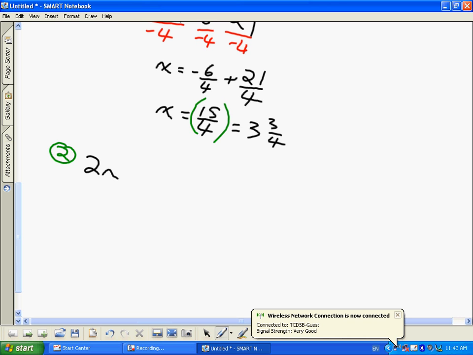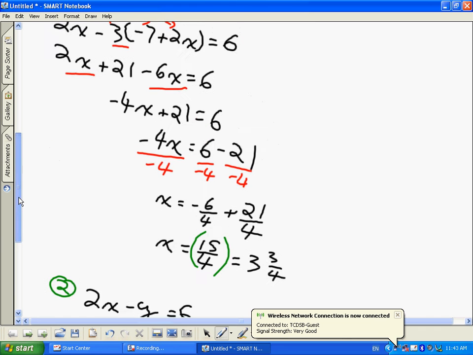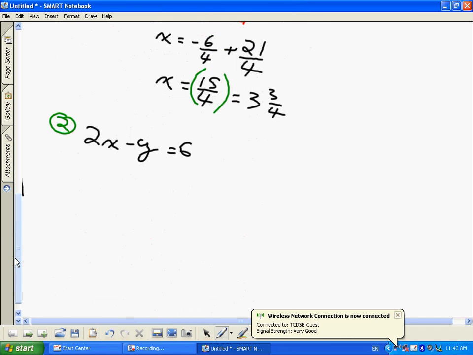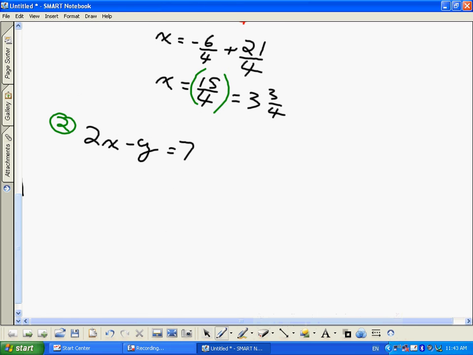2x minus y equals 7. Okay. We have our second equation again. This time we're going to substitute in for x. This value will be replacing x in our other equation. So we'll do it: 2 times 15 over 4 minus y equals 7.